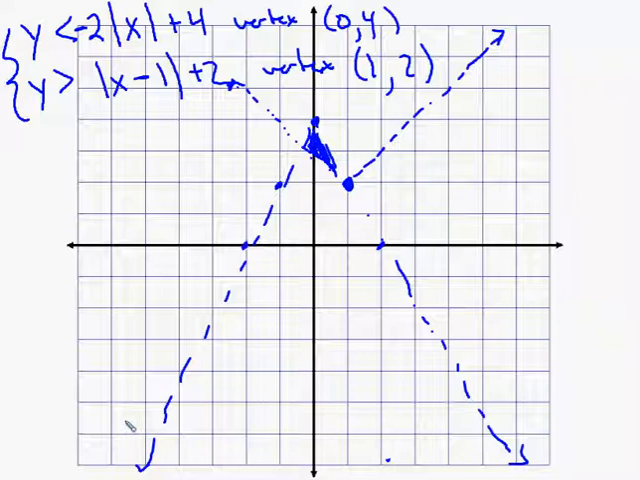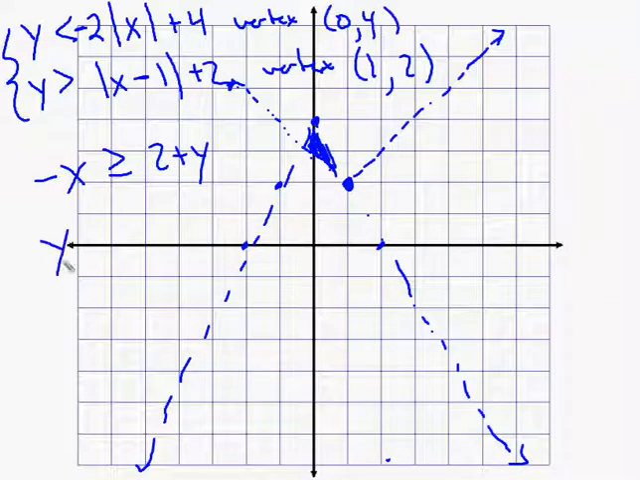Alright, I am comfortable to say that we are good. Make sure when you're graphing that you flip things around. So if for example I had something like -x is greater than 2 plus y, just flip the whole thing around so that we're in the right order, like so.